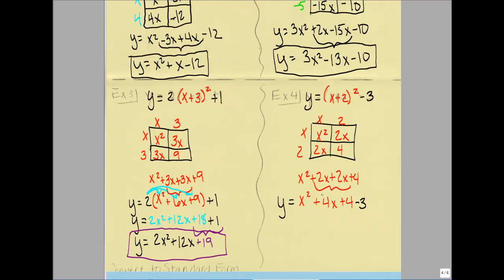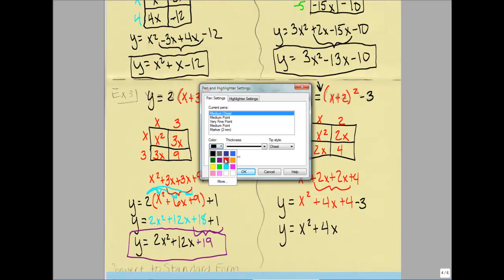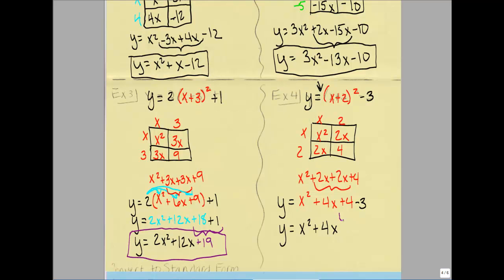We do not need to use the blue this time because there is nothing to distribute. There is not a number right here. So we're going to go straight to the purple part. Whenever we did that, we rewrote everything except we just need to combine like terms, which is the last two numbers. So we have 4 and the negative 3, which 4 minus 3 is just 1. And that is our final answer. So this concludes the third flap of your foldable.